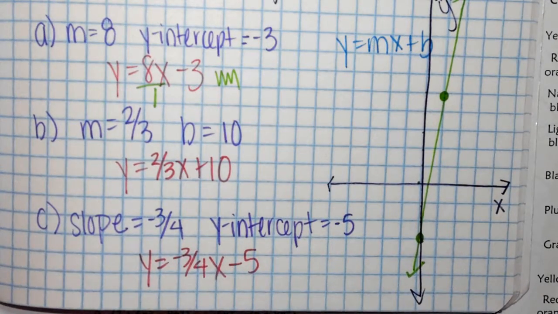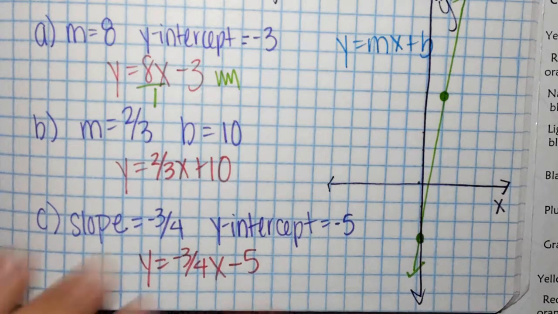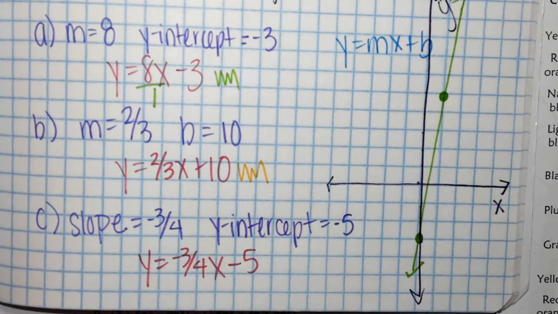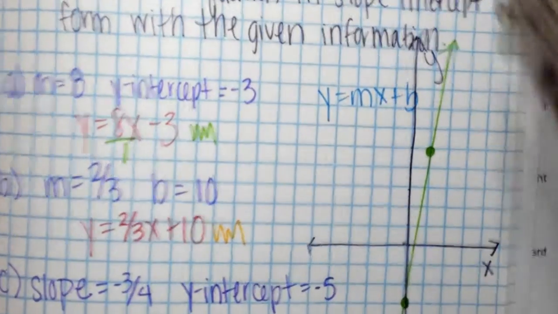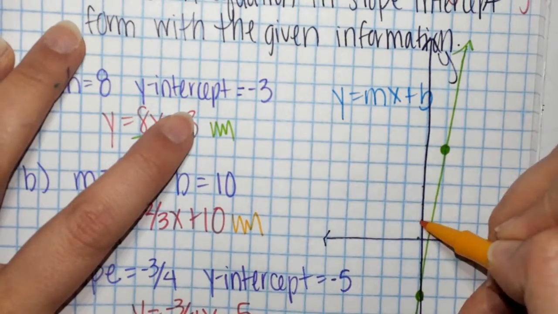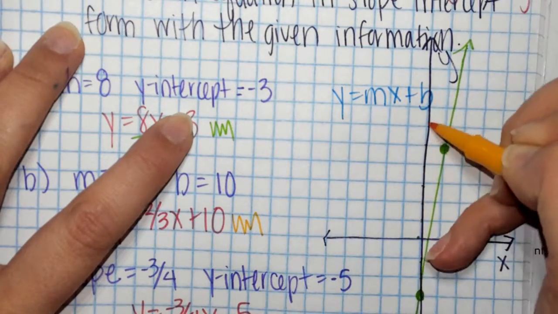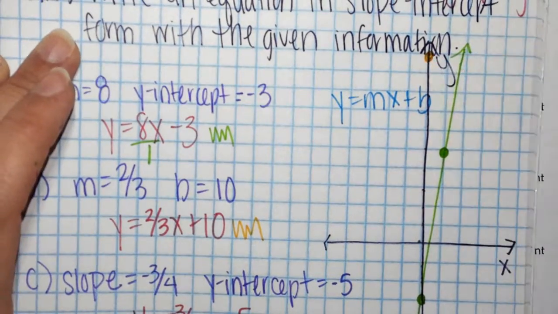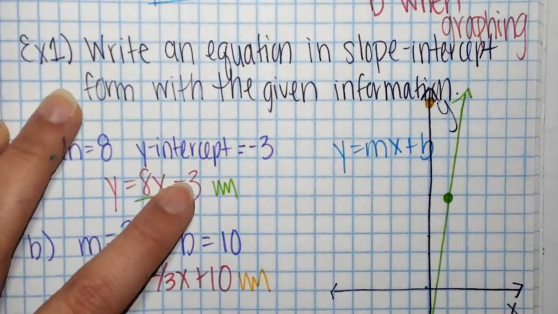All right. Are we ready for the next one? All right, so what's the y-intercept of B? 10. So is it a positive 10 or a negative 10? Positive 10. So that means we're going to go up 10. 1, 2, 3, 4, 5, 6, 7, 8, 9, 10. Yes, 1 point. That's a point.